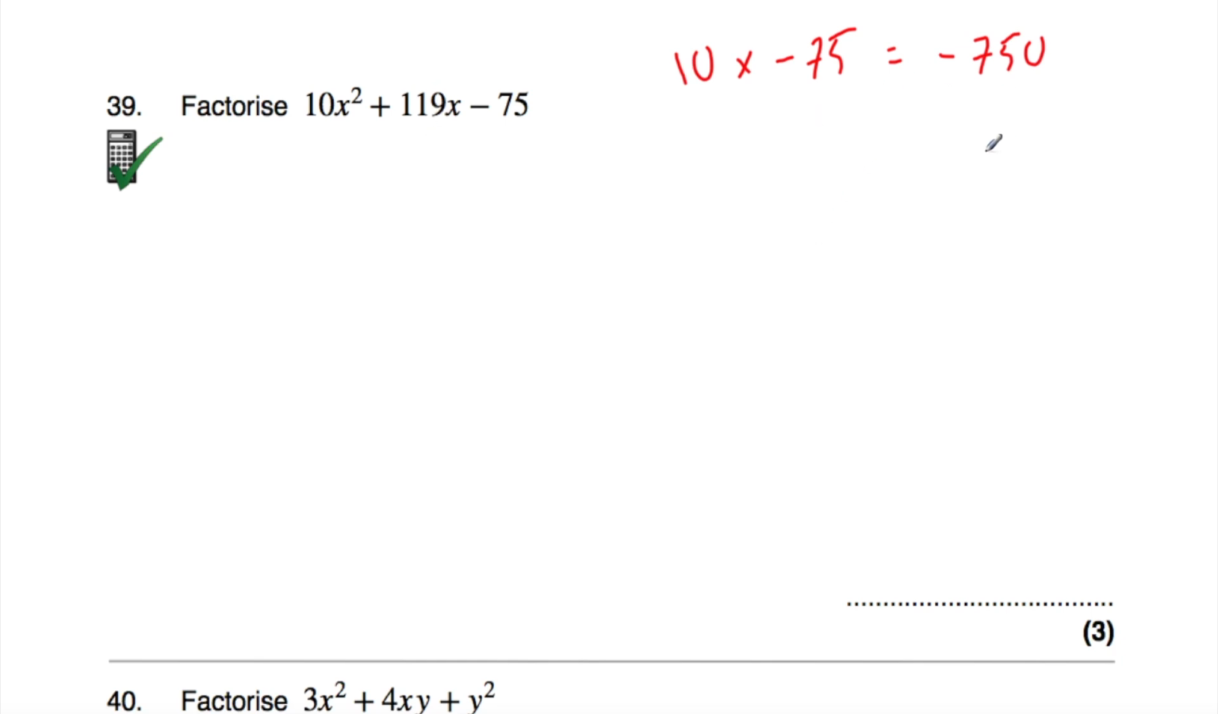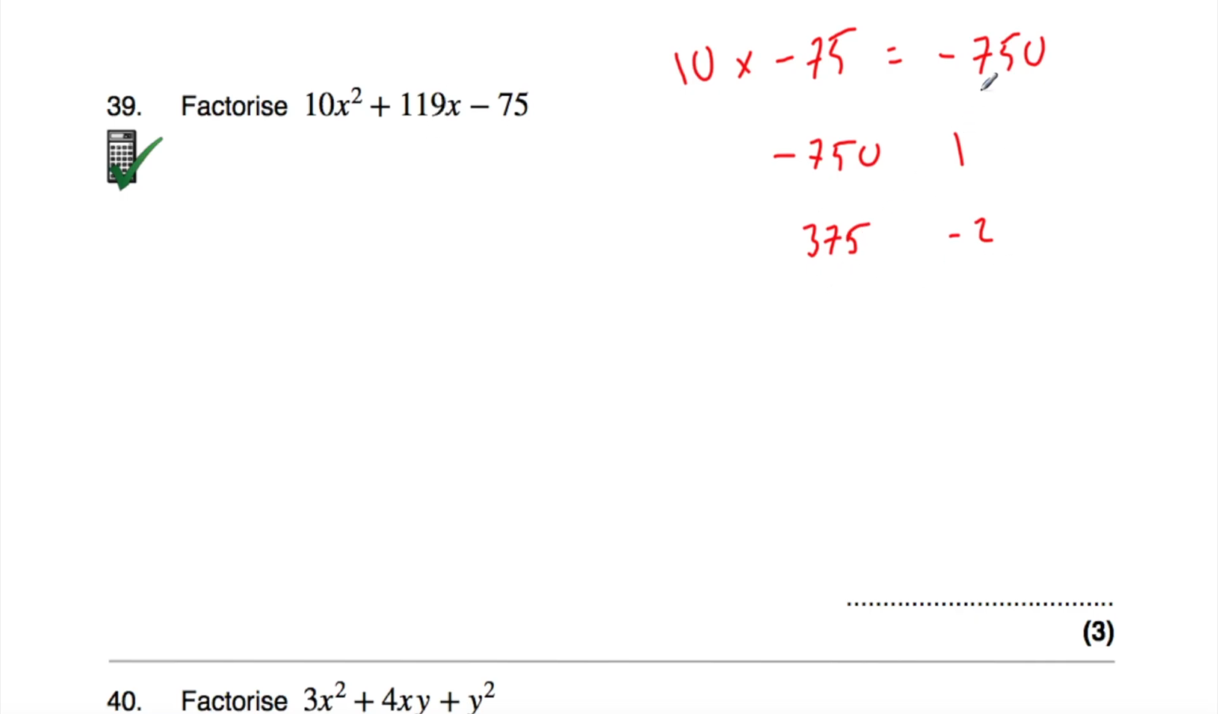Okay, so this is a calculator question, so that might help. So let's consider some numbers that times together to be minus 750 to begin with. So we would have minus 750 and 1, and they would times together to be minus 750, but they're definitely not going to add together to be 119, so they're not going to work. Okay, let's go for numbers that are a bit closer together than minus 750 and 1. So let's then try, well, it's even, so 750 divided by 2 is 375 and minus 2. Well, those would times together to be minus 750, but again, they're not going to add together to be 119.